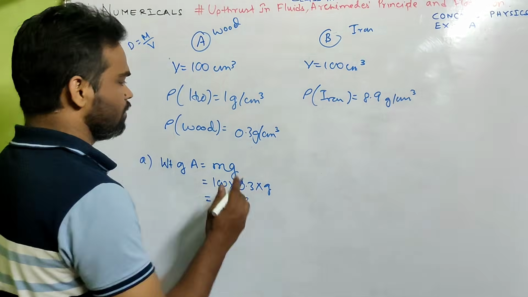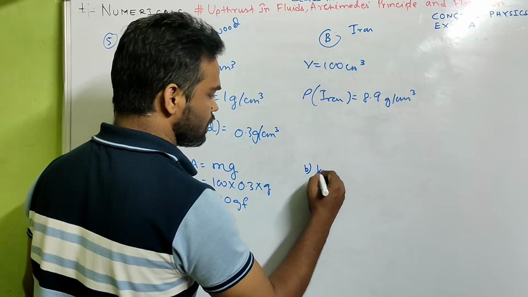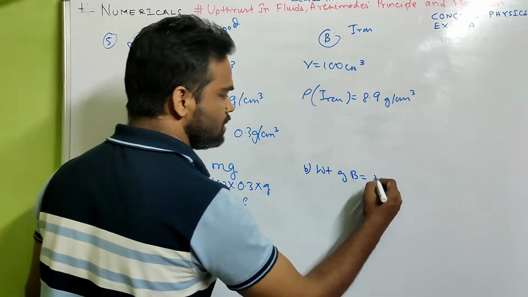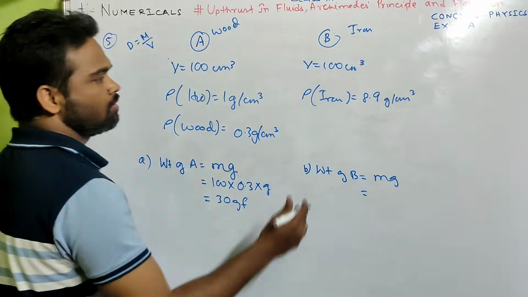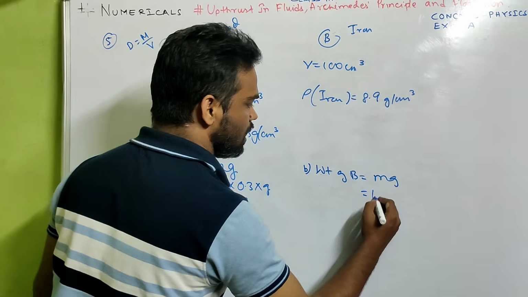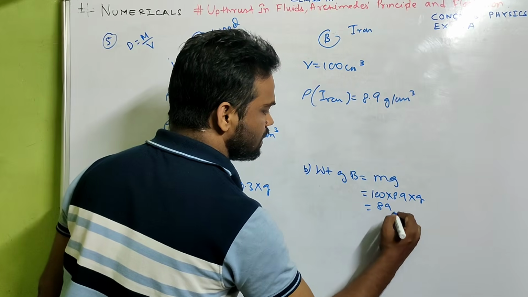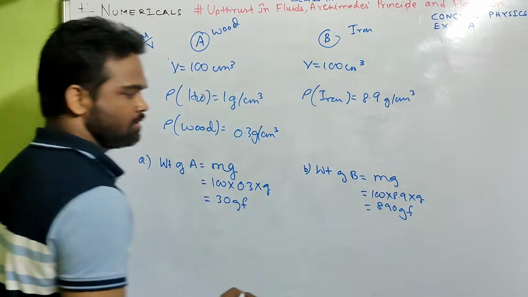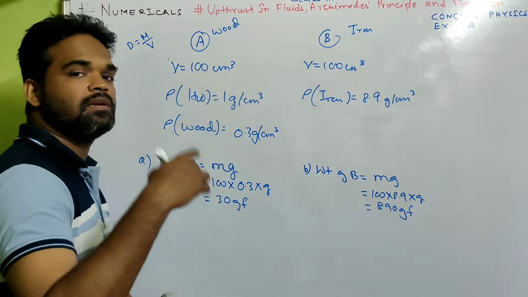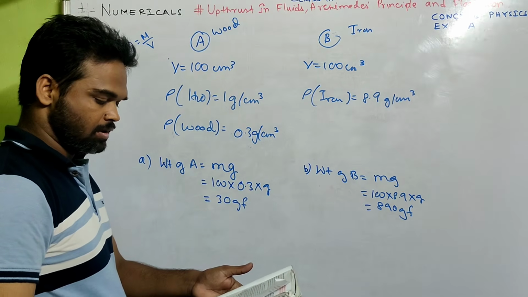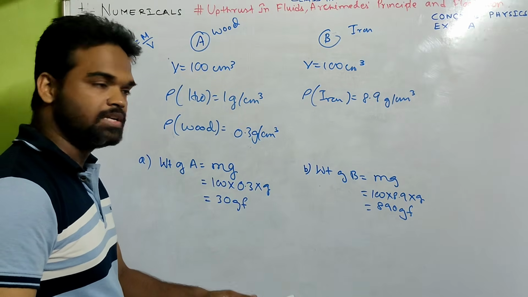Now weight of B. Same logic: mg. Mass is volume into density. That's 100 into 8.9 into g. That's 890 gram force. If you put the value of g, you will get it in dyne. Okay? 890 gram force. Now they ask the upthrust on each sphere.